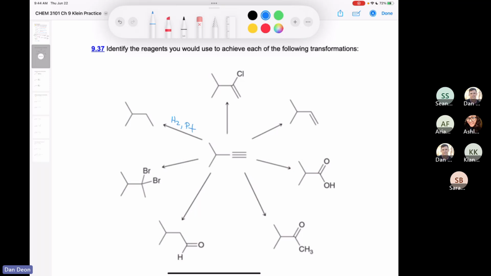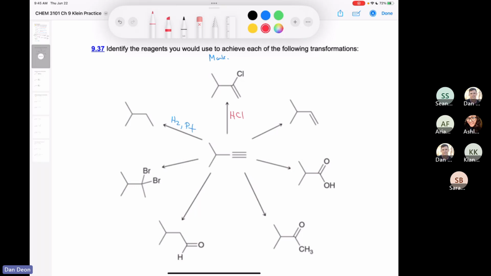The next one, let's go clockwise. So next one we're going to do is this one. This one is a Markovnikov addition of HCl, but we only have one molecule of HCl being added, so we'll just put HCl like this.